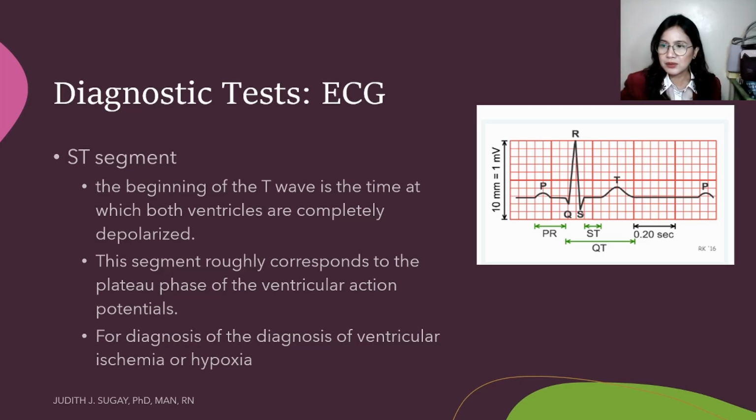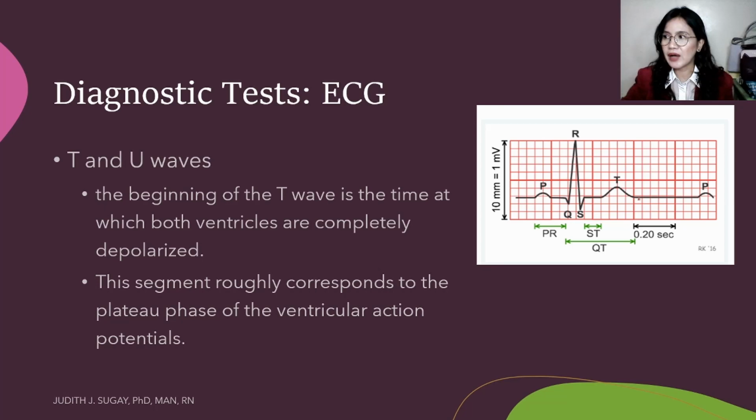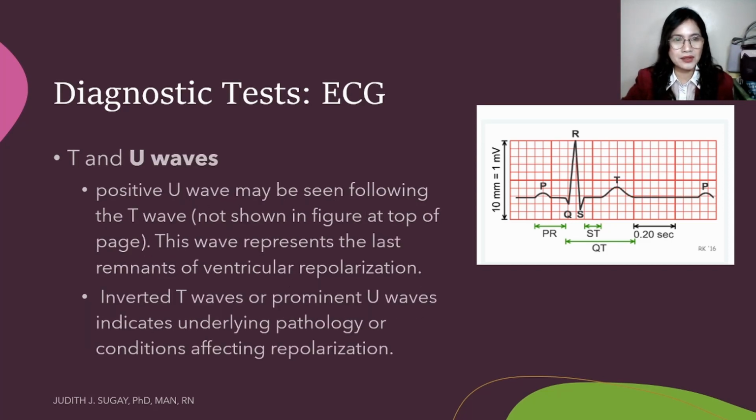Just for illustration, because we'll be discussing this more later on, here is the ST segment. The beginning of the T wave is the time at which both ventricles are completely depolarized, and this is used for the diagnosis of ventricular ischemia or hypoxia. You also have the T and U. U waves are not normally seen. This segment roughly corresponds to the plateau phase of ventricular contraction, as you can see there. A positive U may be seen following a T wave, and it represents the last remnants of ventricular repolarization.